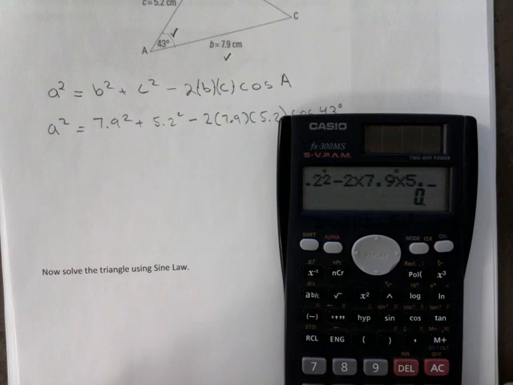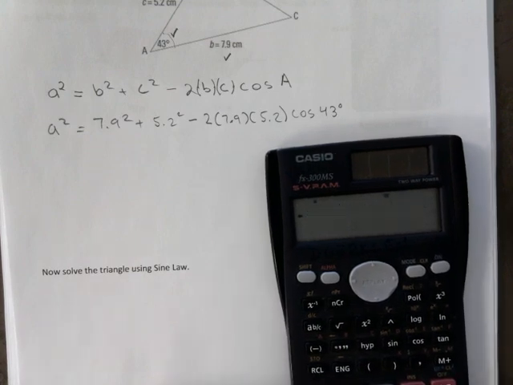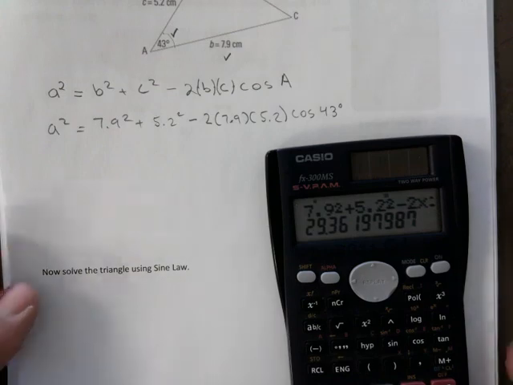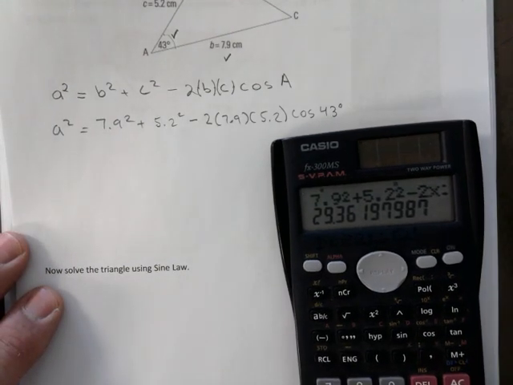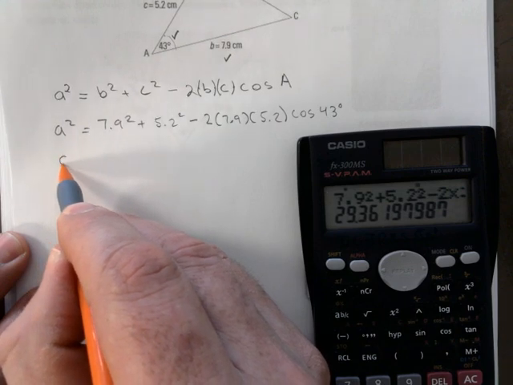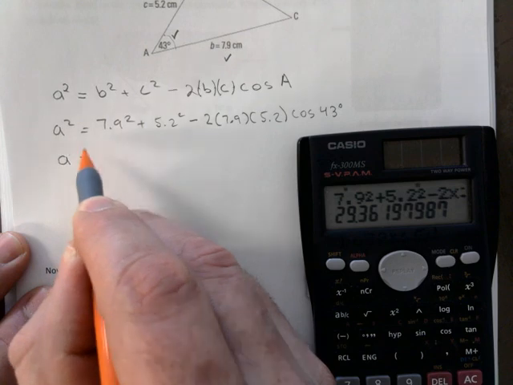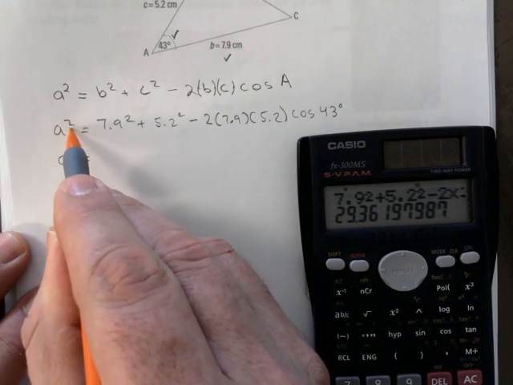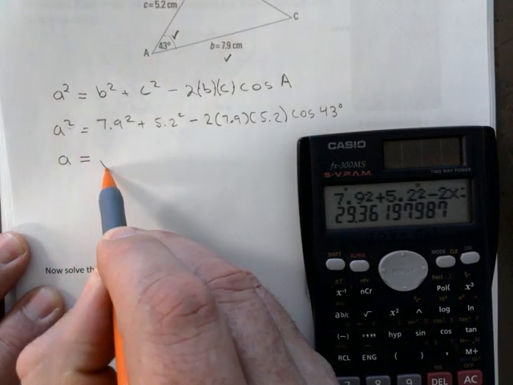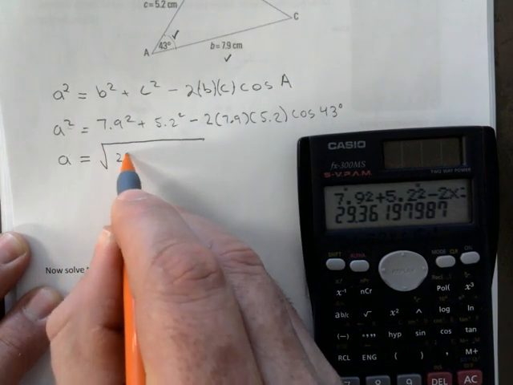times 5.2 times. Mr. Dixon, are you typing in the whole thing? Yep, that's what I'm doing. Watch this. You should get that. You should get 29.36 repeated. So watch this. You just want A, right? What do you need to do to both sides to get rid of this? Root, yes. So we root that whole thing.